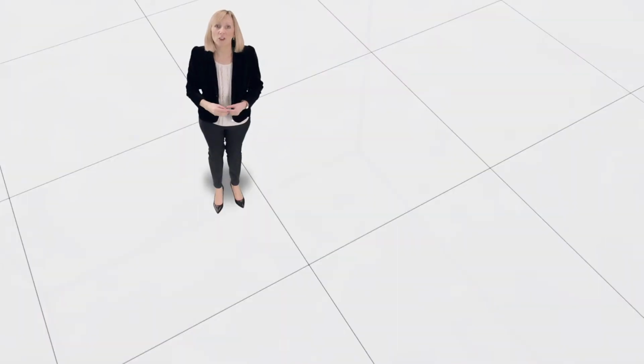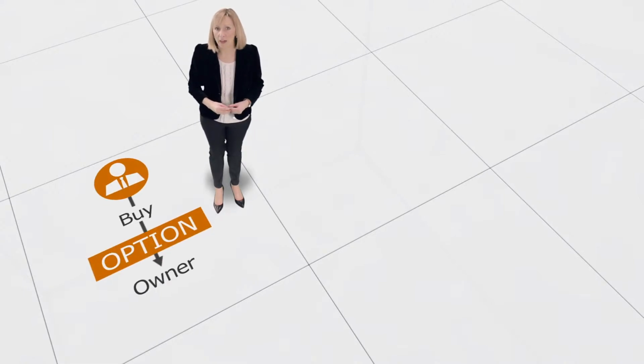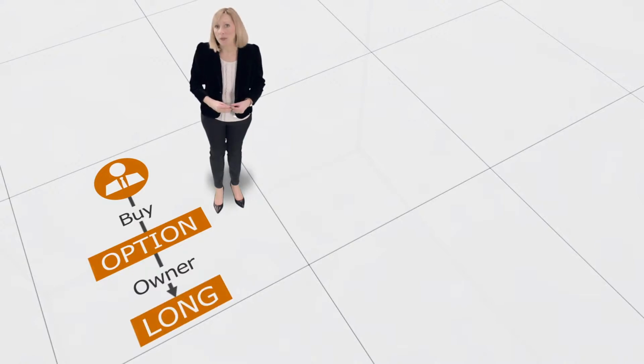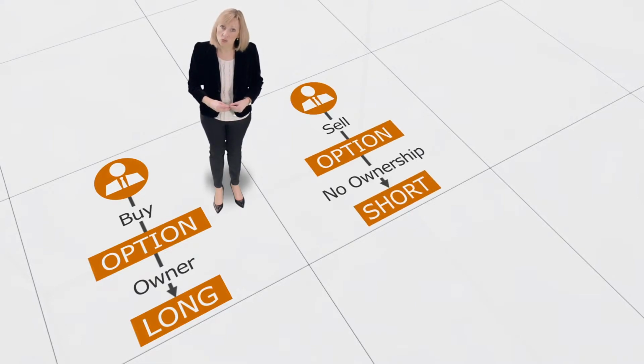So let's take a look at trading options. When you purchase an option, you're the owner of that contract. You're therefore said to be long. Being long simply means that you own something. When you sell an option, however, it means that you're short, or you don't own that contract.